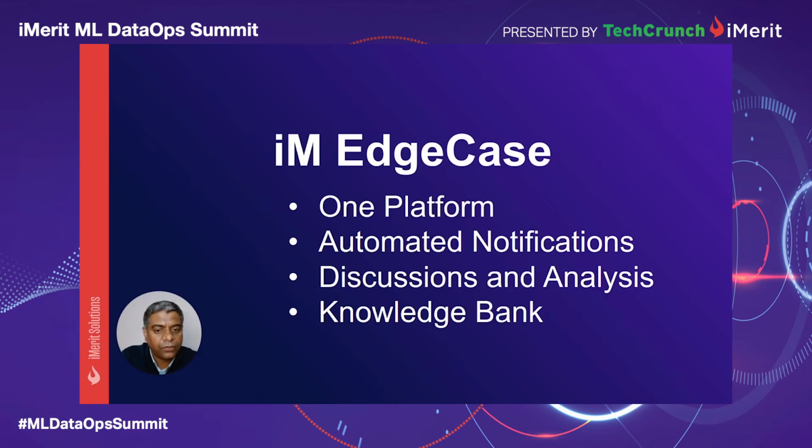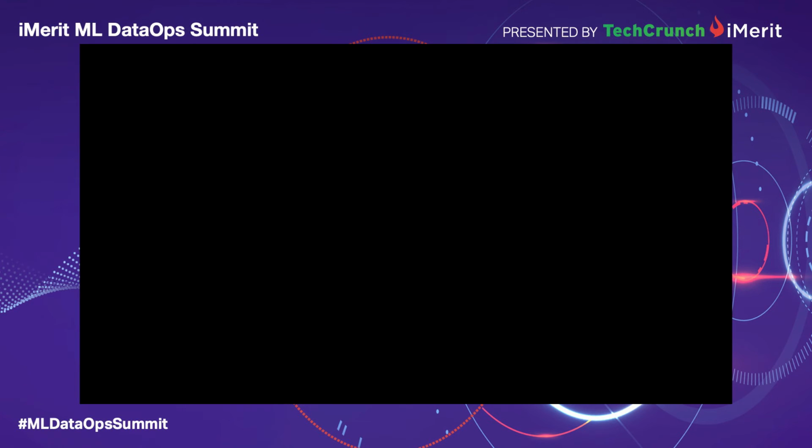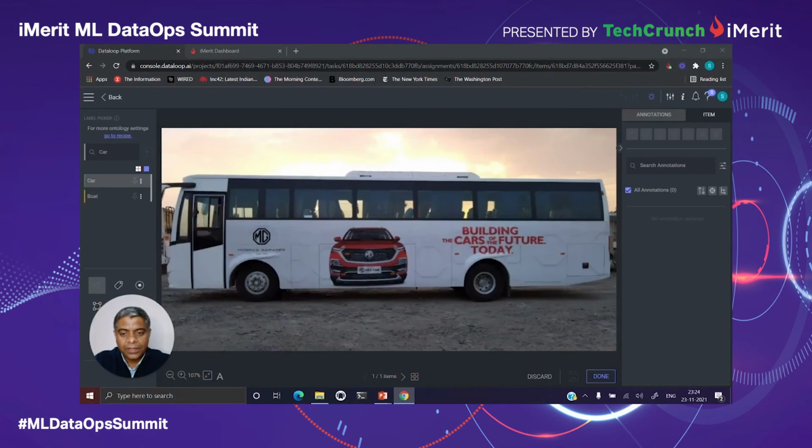I would now like to give you a quick demo of the Edge Case Engine. In this demo, an annotator has been asked to label the vehicles that they see in the images as either trucks or cars. They come across this particular image where there is a sticker of a car on a bus. They do not know how to handle this complex scenario and decide to report an edge case.